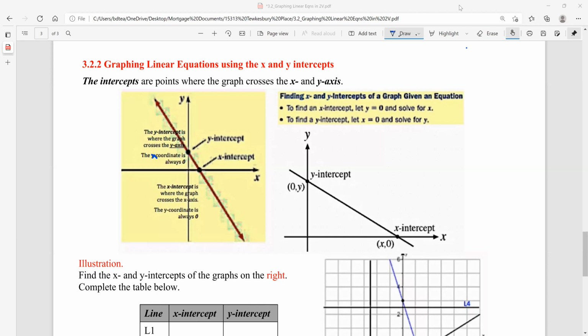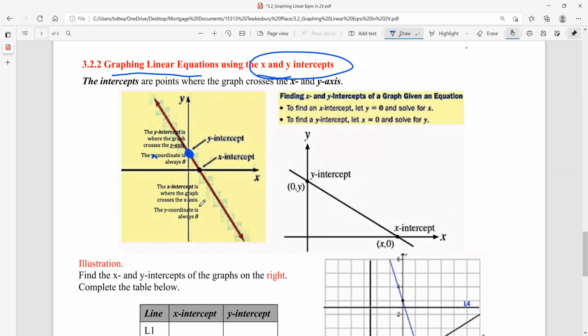Okay, our last concept is, again, still graphing linear equations, and this time we're going to use the intercepts. Let's talk about the intercepts. The intercept is where the line crosses the x and y axis. So let's just look at this one. This point right here is the y-intercept, and it's called the y-intercept because that's where it intercepts the y-axis.